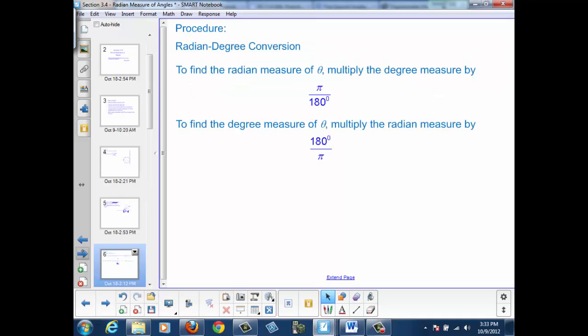To convert between radians and degrees, we take that proportion that it takes pi radians, or 180 degrees, to wrap halfway around the circle. They're equal to each other, so we can create this proportion. If we want to find the radian measure of the angle given degrees, we'd multiply the degree measure by pi over 180. If we want to find the degree measure of theta, if we start with radians, we multiply the radian measure by 180 degrees over pi.